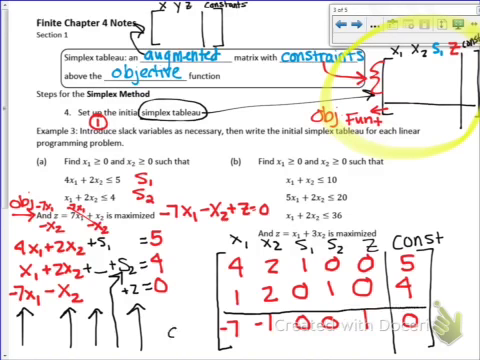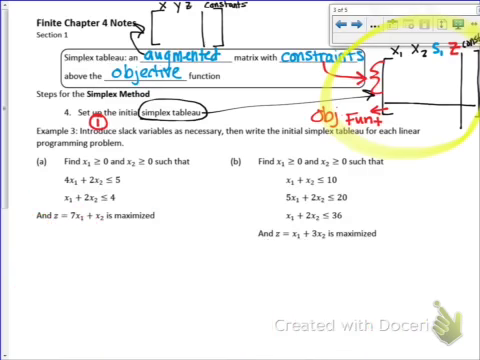And I'm just going to write OBJ FN, so I remind myself that that's my objective function. And that's how you're going to create your simplex tableau. Right? We are going to do part B here. So now we're going to work on B.